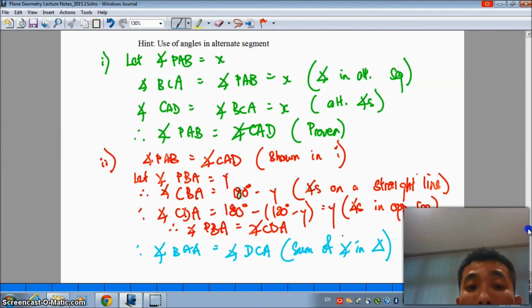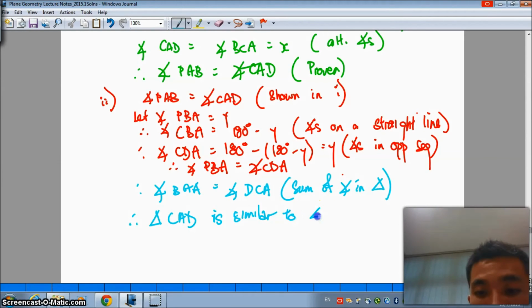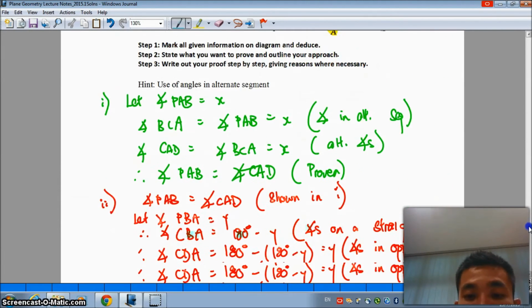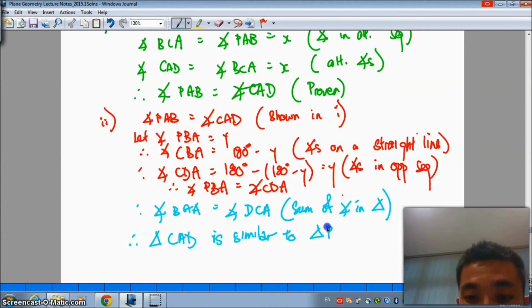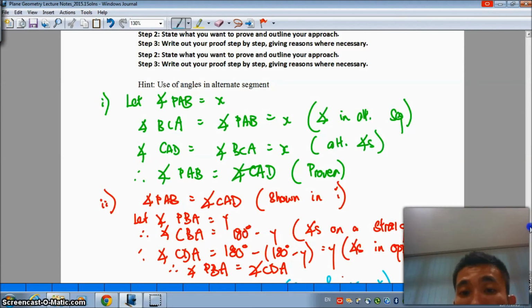Therefore, triangle CAD is similar to triangle BAP, PAB, in the exact same order. Reason: AAA, the use of the three angles being equal.